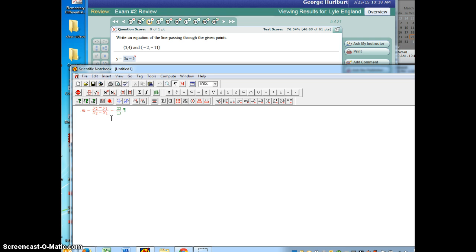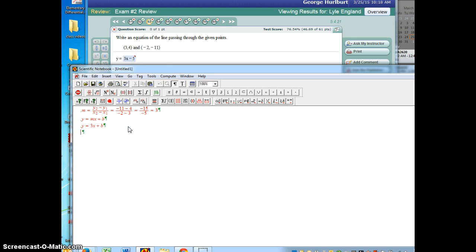So we're going to have negative 11 minus 4 divided by negative 2 minus 3. Negative 11 minus 4 is negative 15 divided by negative 2 minus 3 is negative 5, so your slope is 3. Now that you have the slope, you go ahead and you use y equals mx plus b. y equals 3x plus b.